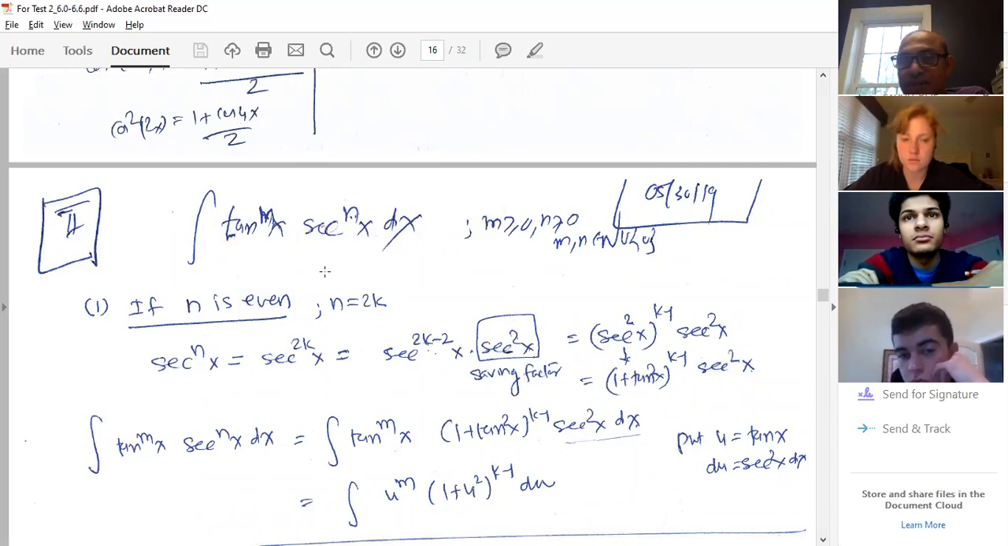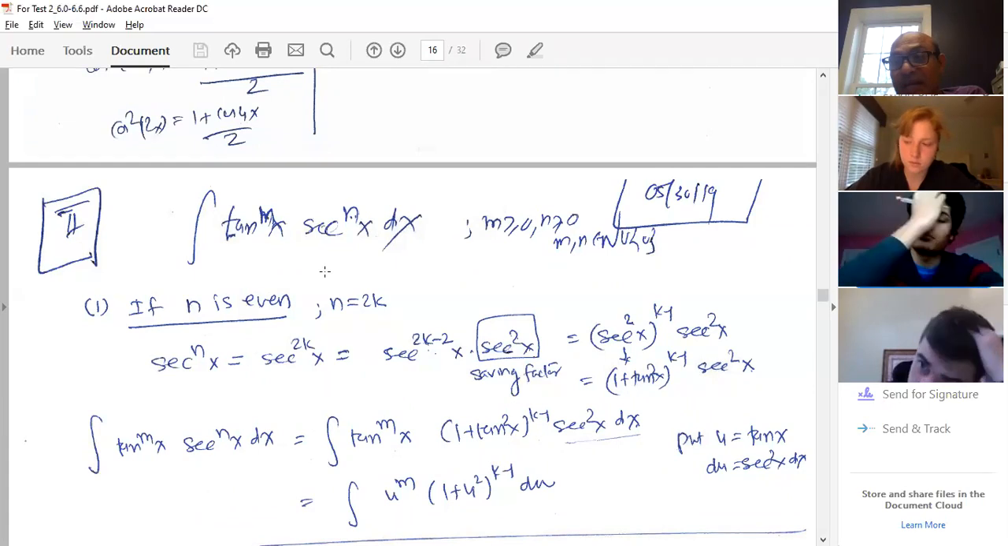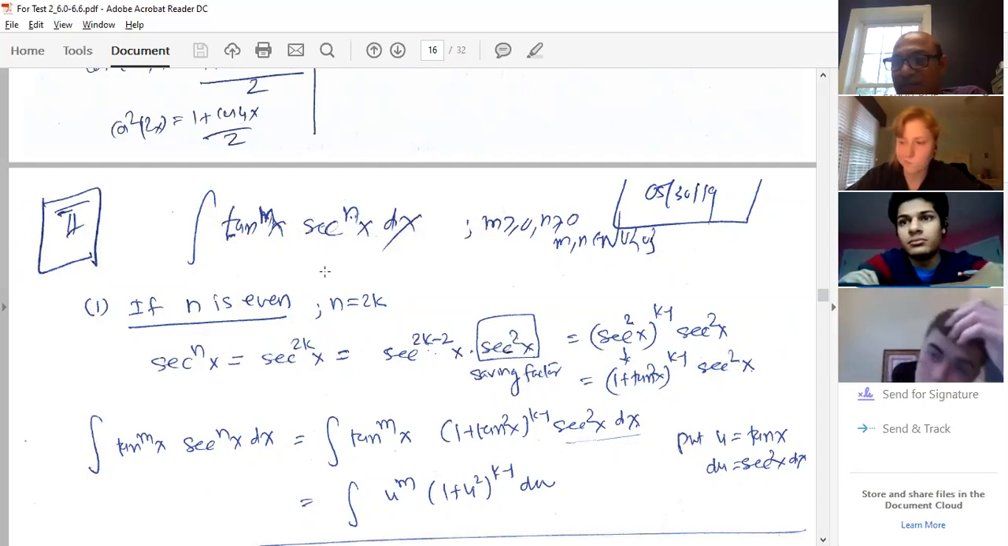Always try to compare the things we did yesterday for sine to the power m and cosine to the power n. Why? Because the derivative of sine x is cosine x. The derivative of cosine x is negative sine x. Negative is okay, but sine and cosine turn into either sine or cosine. And that's the reason why we saved our sine factor or cosine factor, because the derivative is either sine x or cosine x.